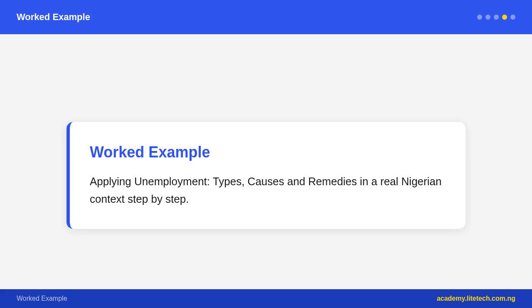For frictional unemployment, improved job market information, better employment exchanges, online job boards, and recruitment services help match job seekers with vacancies more quickly. For seasonal unemployment, diversification of income sources in rural areas, encouraging farmers to engage in off-season activities such as processing, handicrafts, and trade.